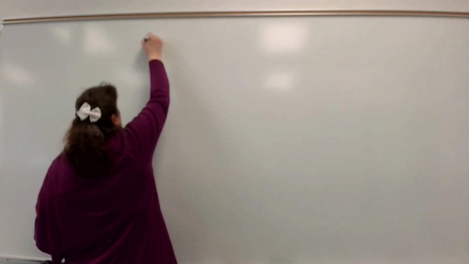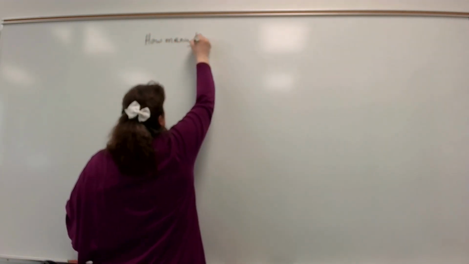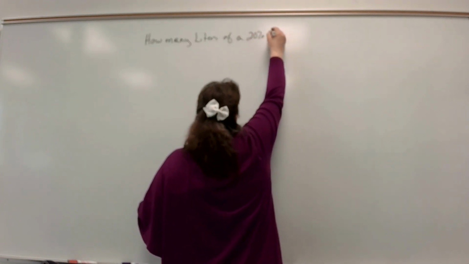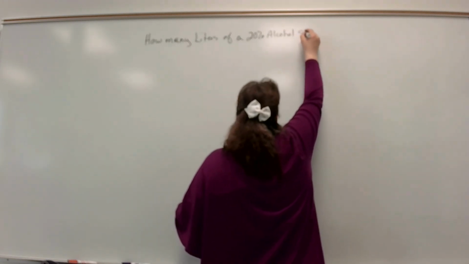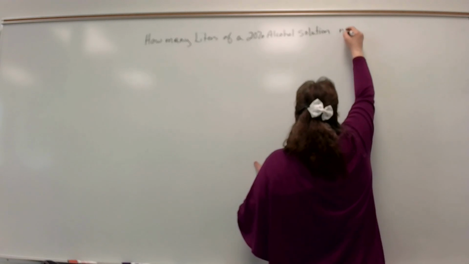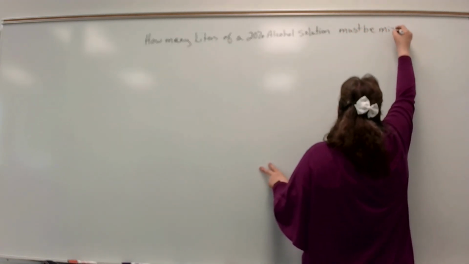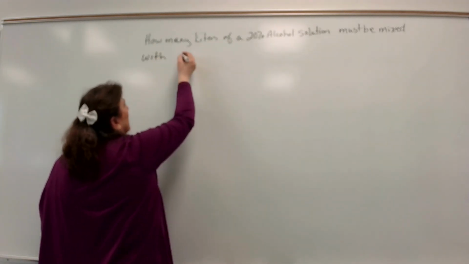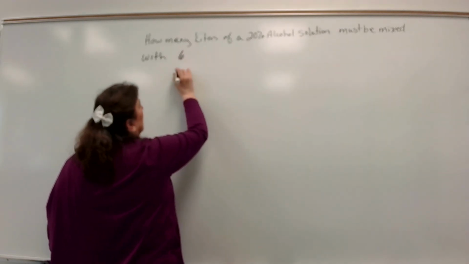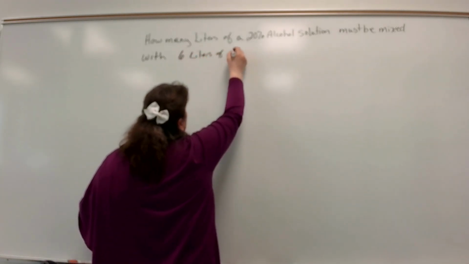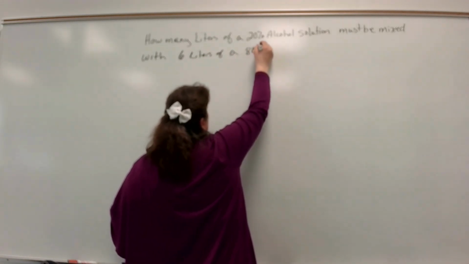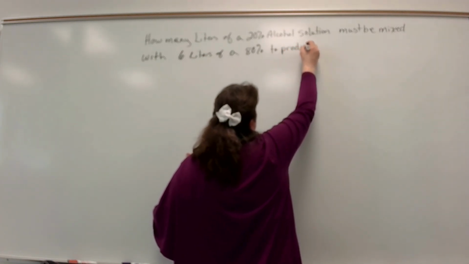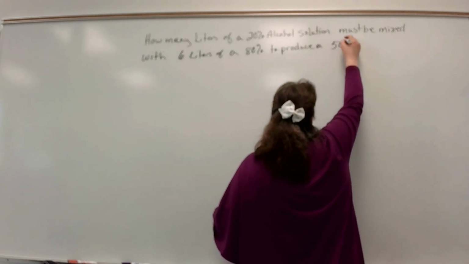How many liters of a 20% alcohol solution must be mixed with 6 liters of an 80% solution to produce a 50% solution?